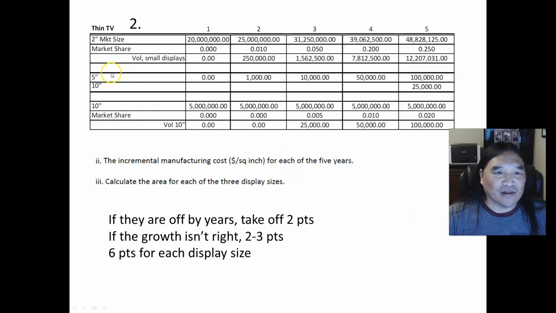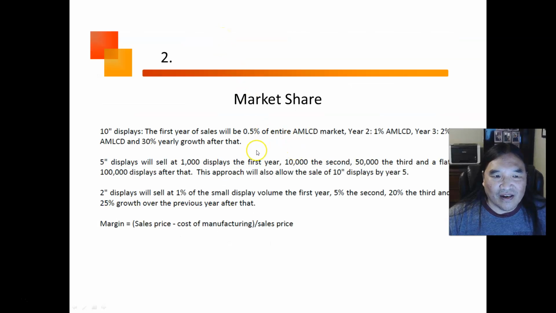So I probably would have started out with the mid-sized displays. Why? Because they tell you half the answer. And so right away, you can input the numbers. Now this number is going to be the same as this number, so I don't have this number yet. In terms of the 2-inch displays, it tells me market share, which is 1%, 5%, 20%, and 25%. But I need to know what the market size is. And so it's telling me that I'm starting out for 2 inches.